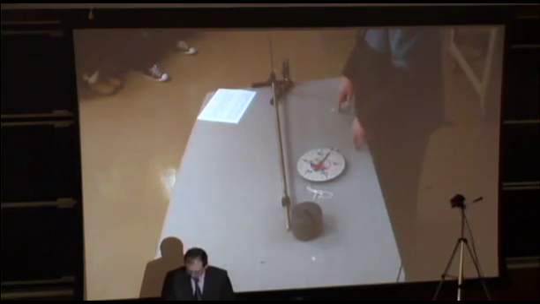Now, if we talk about this rod, what was my next experiment? Yeah.